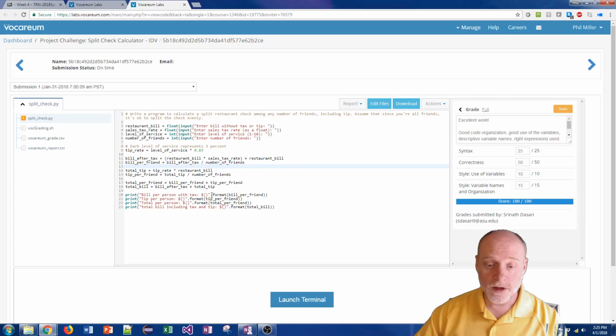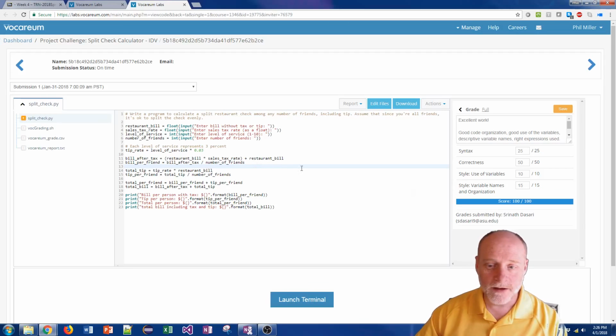This student is using an outputting technique that we've not taught, string formatting. So this is apparently a student who has more experience than we generally expect from students who are taking this course, but that's great. So they're collecting these first two inputs as floats, the next two inputs as ints, computing the tip rate, the bill after tax, and these variable names are fantastic. Bill per friend, bill after tax, number of friends. This is very descriptive, very detailed. Each step is broken down.